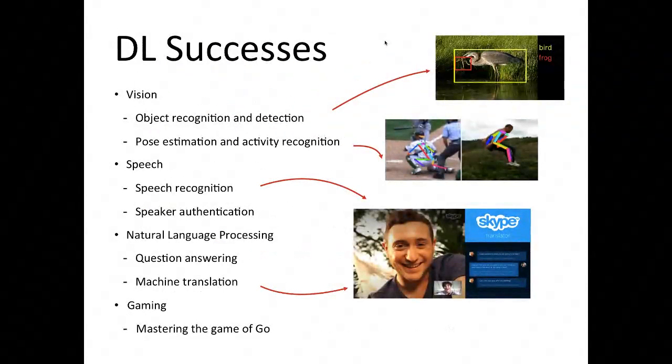Alright, here I'll show you some deep learning successes. First is the well-known thing, vision. You can find people doing object recognition and detection using deep learning, also pose estimation and action recognition. People also use deep learning for speech and natural language recognition. And recently, some people are using deep learning technology for gaming. You must have heard the news that Google used deep learning technology to master the game of Go.